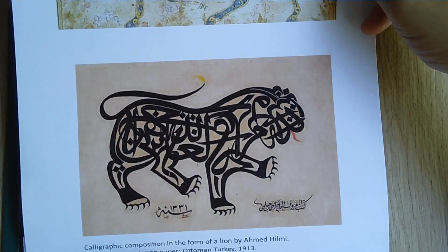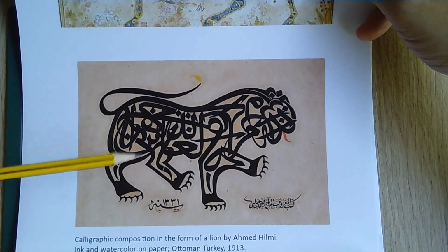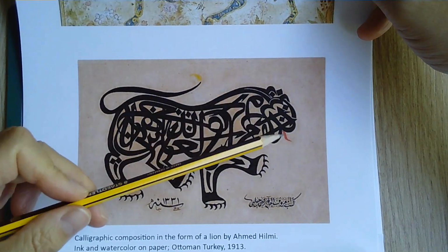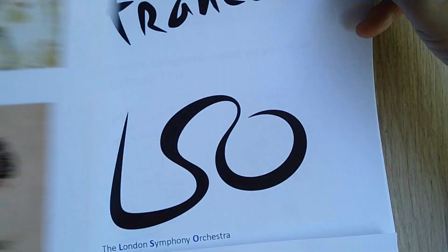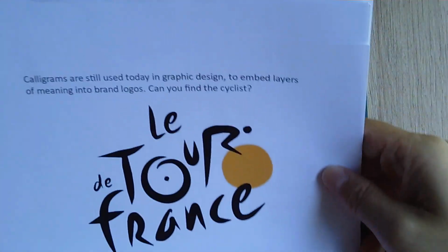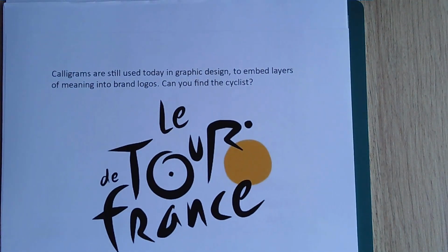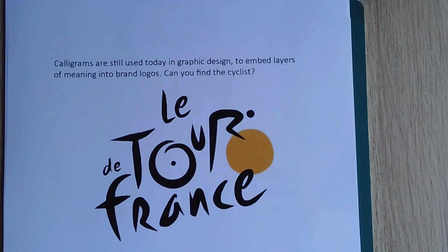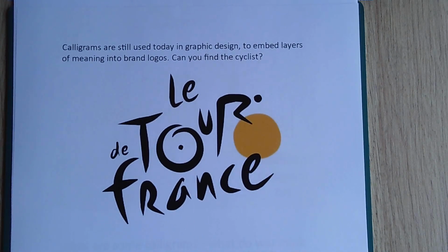Yes, you're right. So this one is the form of a lion, again composed entirely out of calligraphy. Very clever. Now, calligrams are also still used today in graphic design, in different kinds of logos. So, for example, there's a sporting competition called Le Tour de France, and it's a cycling competition. Can you find the cyclist?